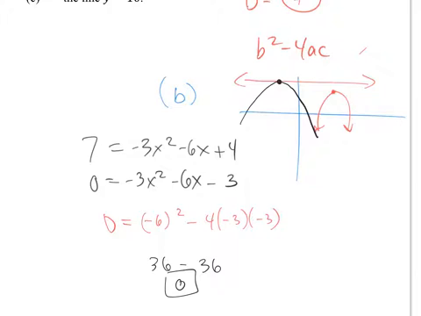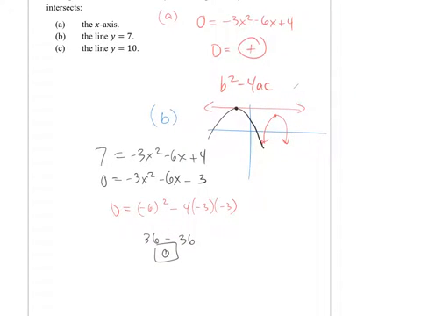How do you think we're going to approach part C? What's the answer? 0. Why? The discriminant is not 0, so 0 intersections, right? Because the highest point is 7. It's already at 7, which is the highest point. Look at the graph right here. Look at the graph drawn in black here. It reached the height of 7.